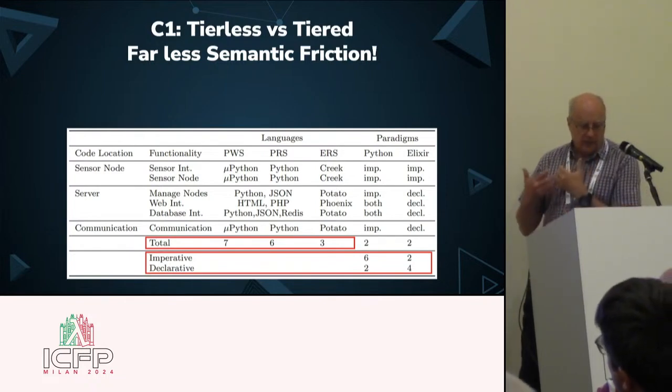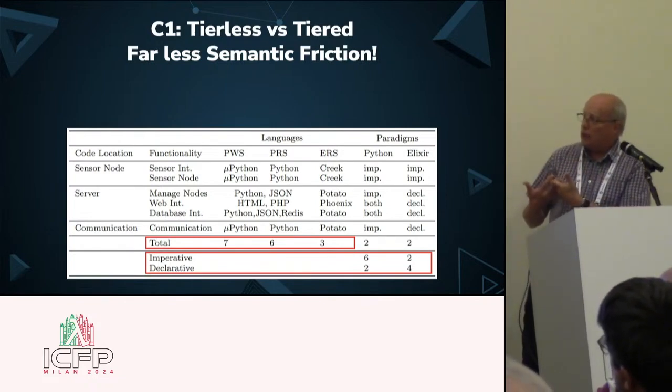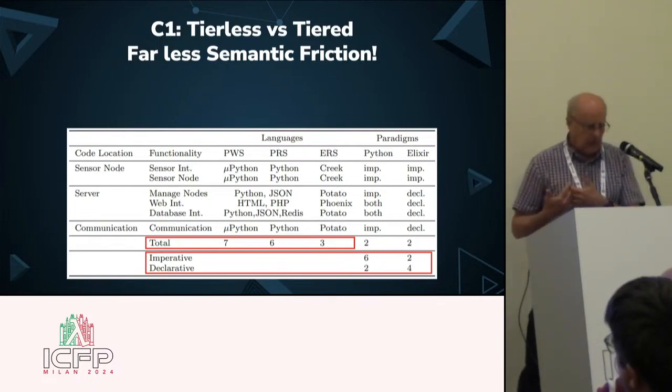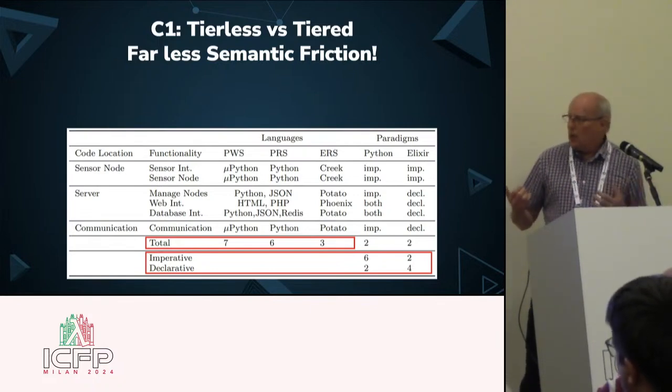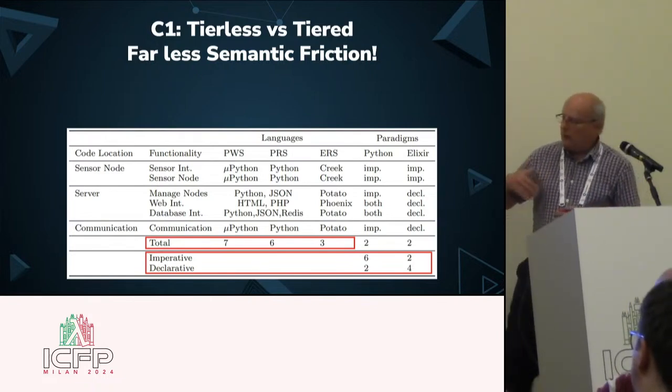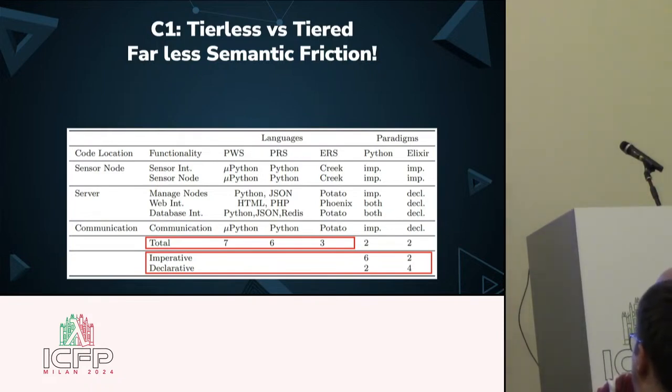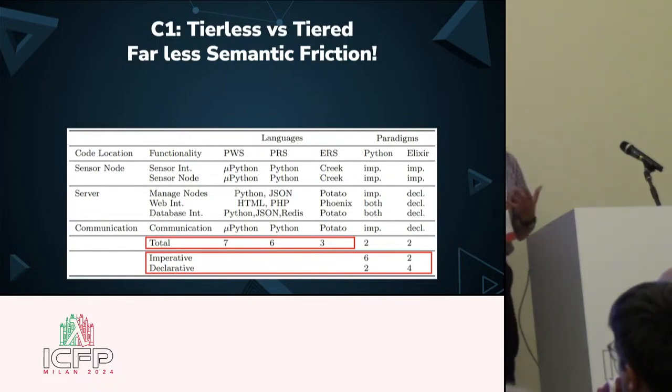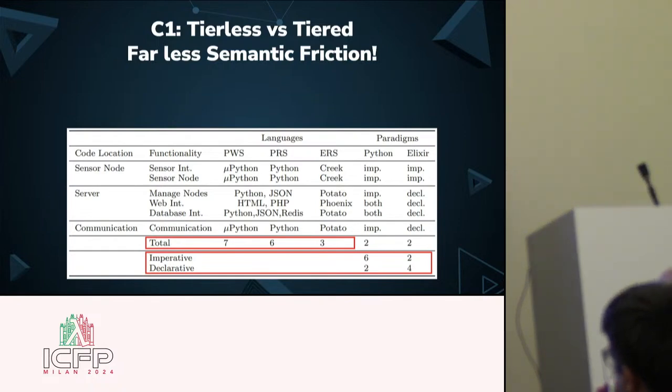Second message is there's far less semantic friction when you work in a tierless world. The Python developer has to work in these 6 different languages, whereas in the ERS world, there are only 3. We're counting CSS and Potato. Well, Potato/HTML, because you do actually write some HTML. Smile and nod, Clara, when you use Phoenix LiveView.